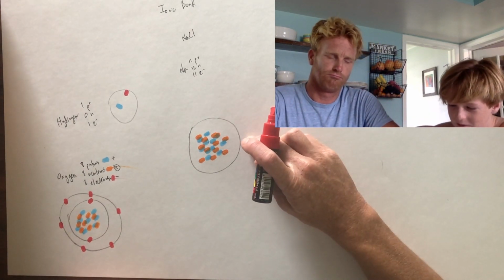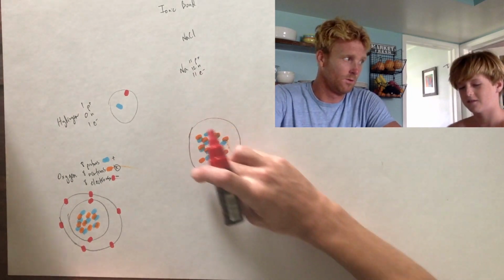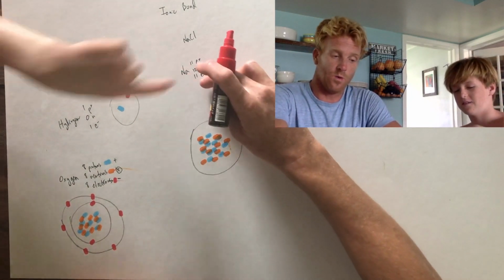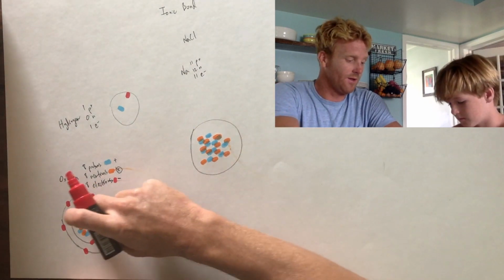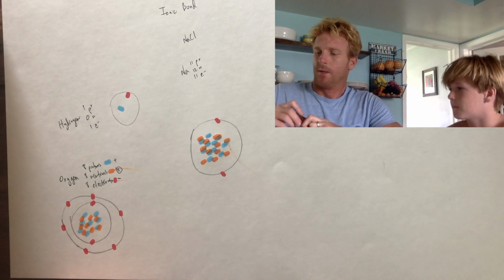How many are going to be in that first shell? One right here. We're at electrons now. How many can be held in that first little shell? Only 2. Any more? No. Good.